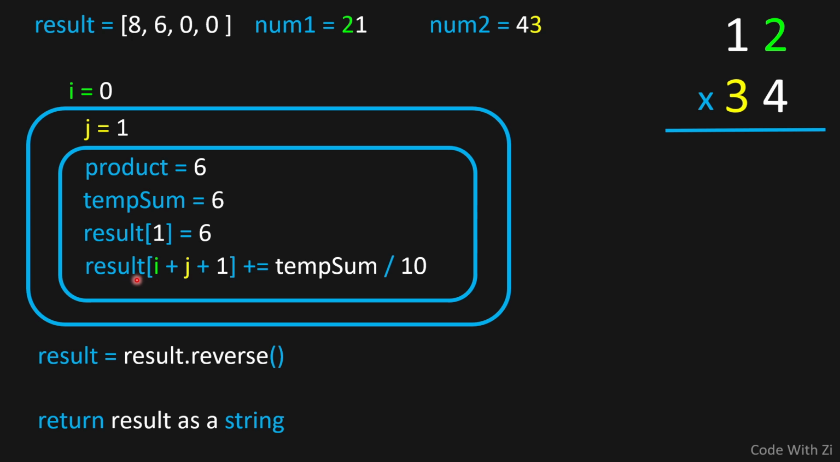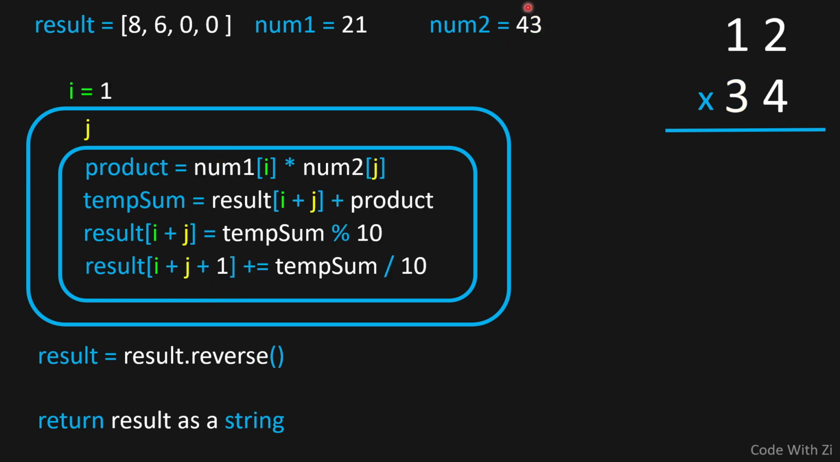Then we're going to say this position, which is i plus j plus 1, meaning 0 plus 1 plus 1, that's going to give us this position here, should be equal to itself plus temp sum divided by 10. Itself is 0, temp sum is 6, divided by 10, that's going to be 0.6. 0 plus 0.6, that's going to give us 0.6, but we're going to treat it as 0 because we don't want decimals. And we're going to reach the end of this loop, and we want to keep on looping, but we've already looped through all of the numbers that we have here, so we're going to break out of this loop, and we're going to get to the next round of our outer loop, and that's going to make i be equal to 1.